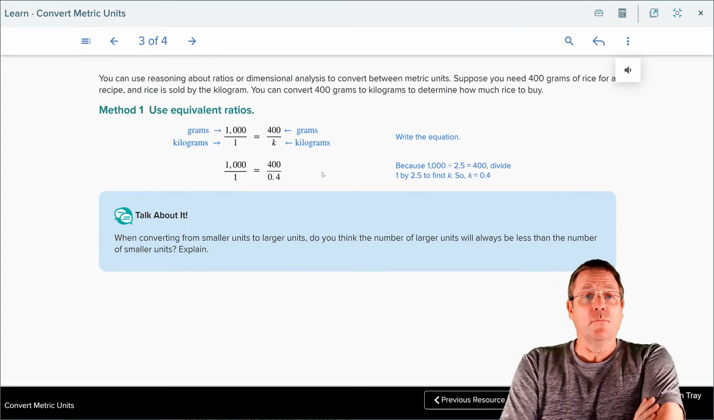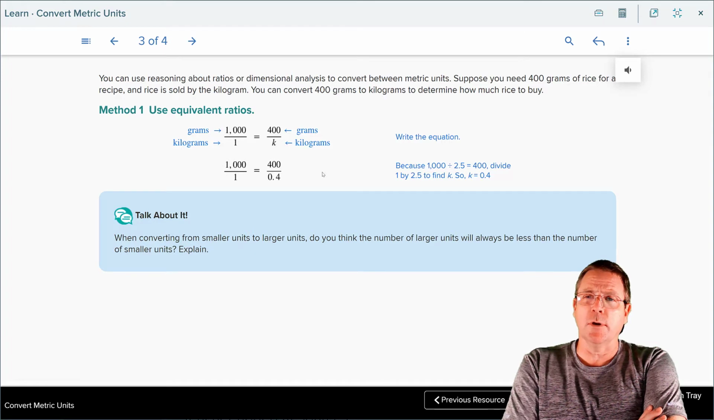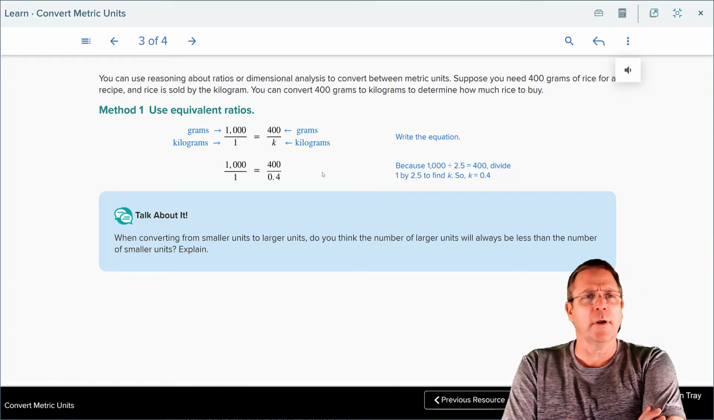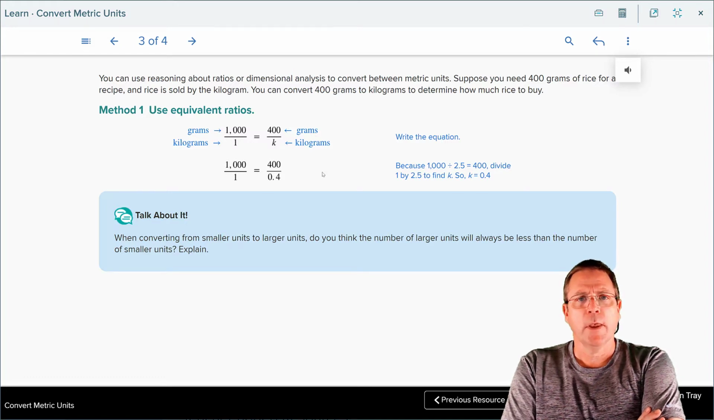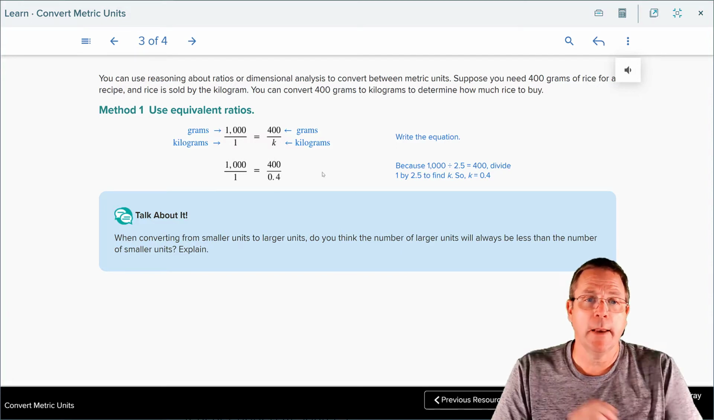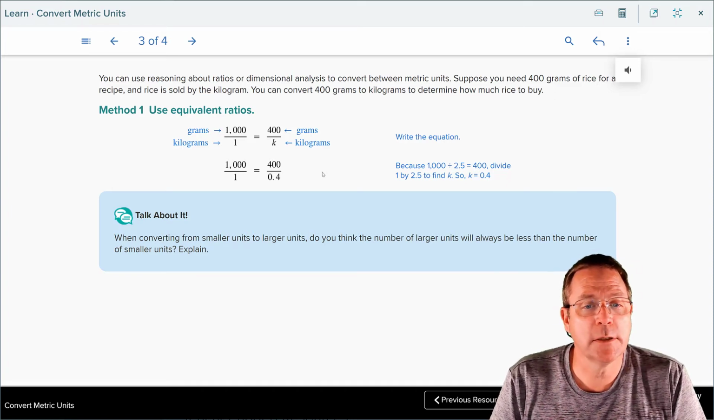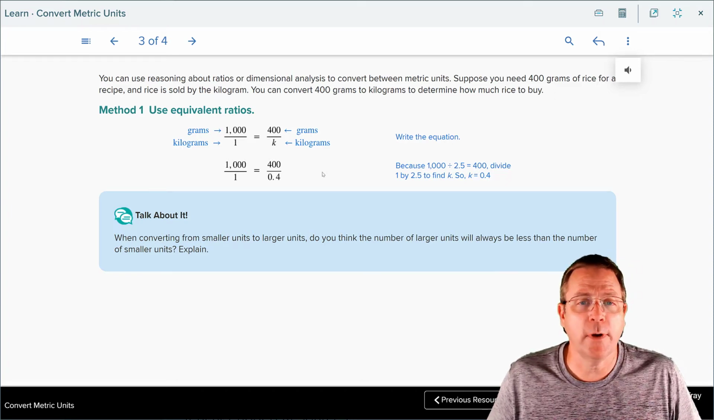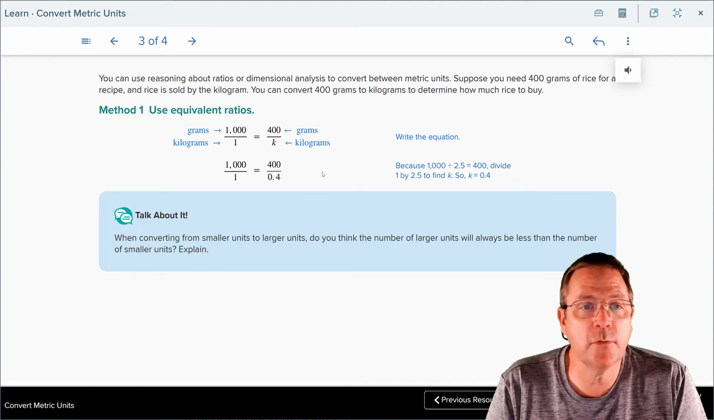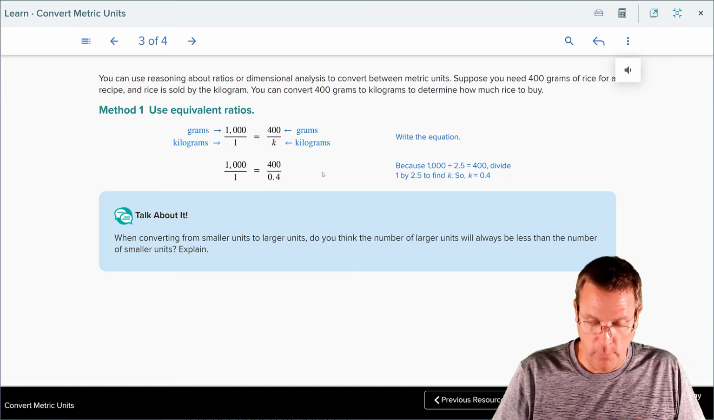You can use reasoning about ratios or dimensional analysis to convert between metric units. Suppose you need 400 grams of rice for a recipe, and rice is sold by the kilogram. You can convert 400 grams to kilograms to determine how much rice to buy. And here they have a problem set up that you should recognize as something we've worked with before. Now they're not doing real good dimensional analysis where they're canceling their units out, but the problem is very similar to what we've done before.